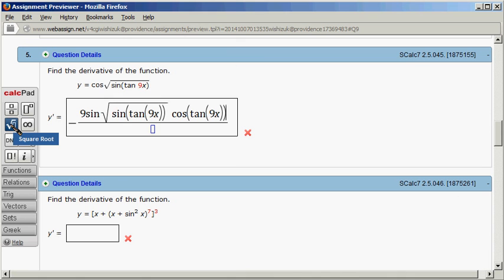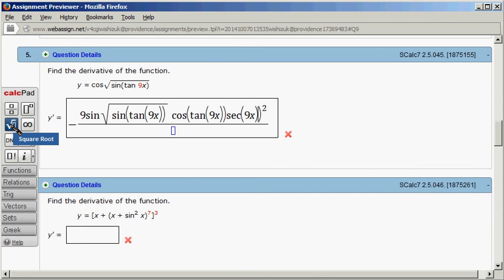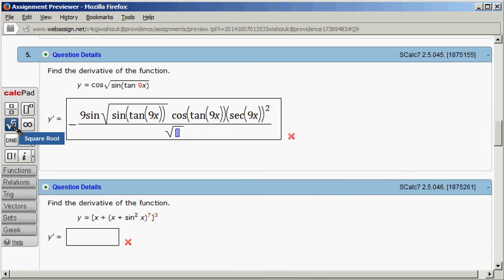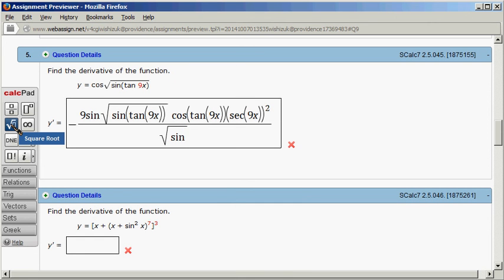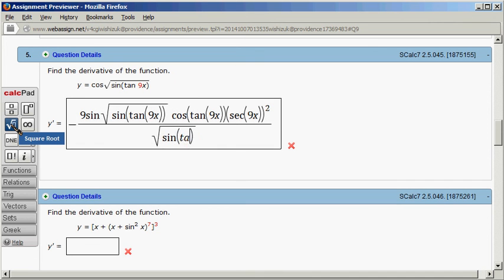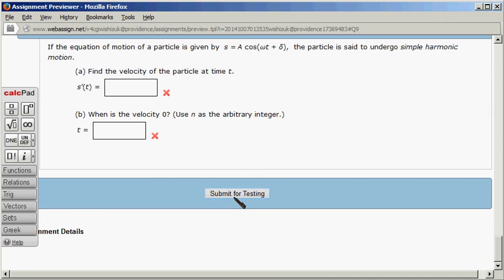And then times secant, oh, actually we have to square this, so I'll write 9x and then square it. Secant squared, so I have to put that. And on the bottom, we had the square root of sine of tangent of 9x. Hopefully that's everything. So I'm going to go down and submit for testing.